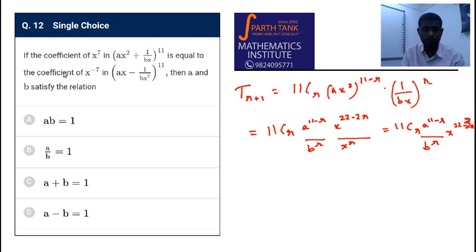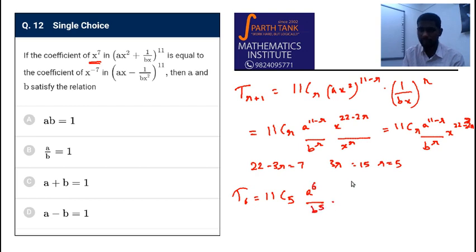Now if you have to find the coefficient of x power 7, then 22 minus 3r should be 7, or 3r is 15 and r is 5. So if I put r is 5, I get the sixth term is 11C5 a to the power 11 minus 5, that is 6, by b to the power 5, and this is going to give me x to the power 7. Okay, so I get this first term for this expression.